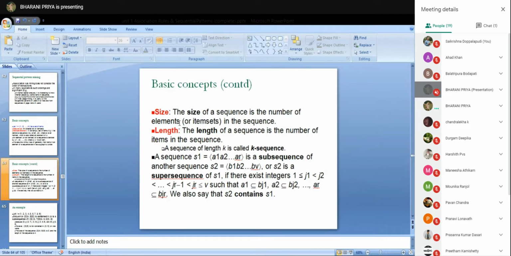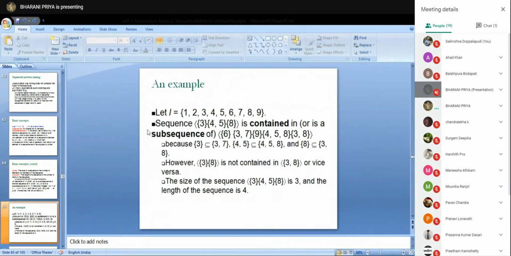Then size and length. Size is nothing but the number of elements or number of item sets in the sequence. And length means the number of items in the sequence. Have you understood the difference between size and length? Size means the number of item sets in the sequence. I'll explain these definitions with the examples.